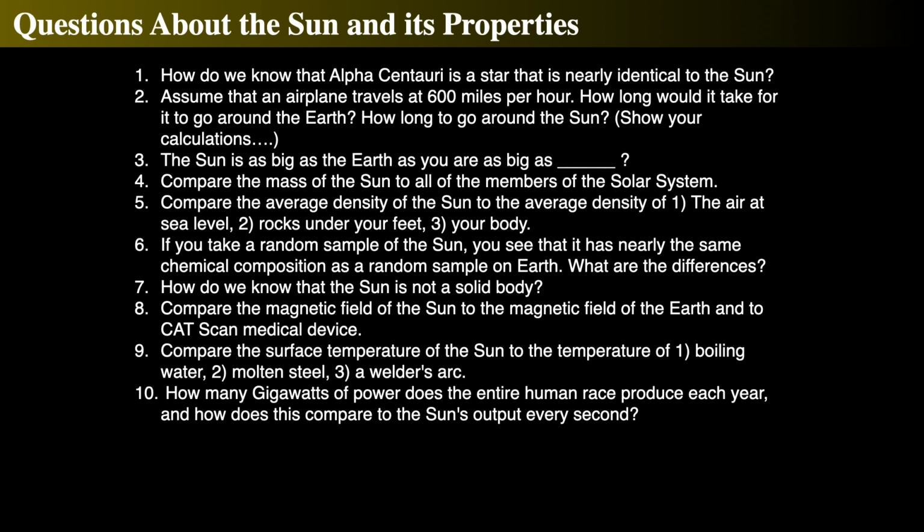All right, if you take a random sample of the sun, you find that it actually has the same chemical composition as a random sample on the Earth. But what are some of the differences? And how do we know that the sun's not a solid body? Compare the magnetic field of the sun to the magnetic field of the Earth and to a medical CAT scan device. That's interesting. Compare the surface temperature of the sun to boiling water, molten steel, in a welder's arc. Those would be some fun things to Google and look up.